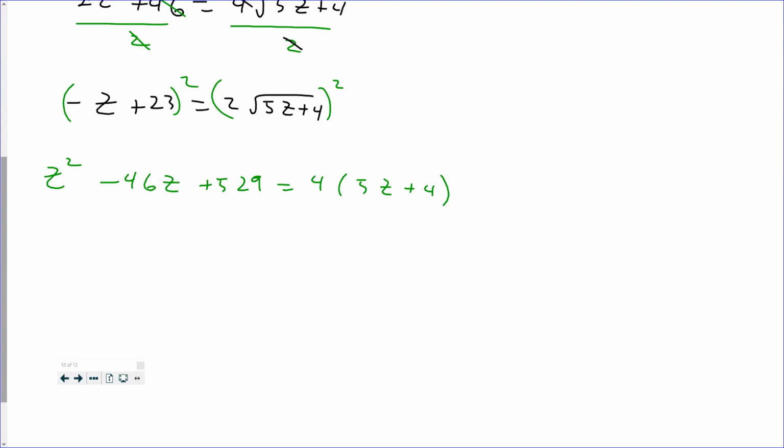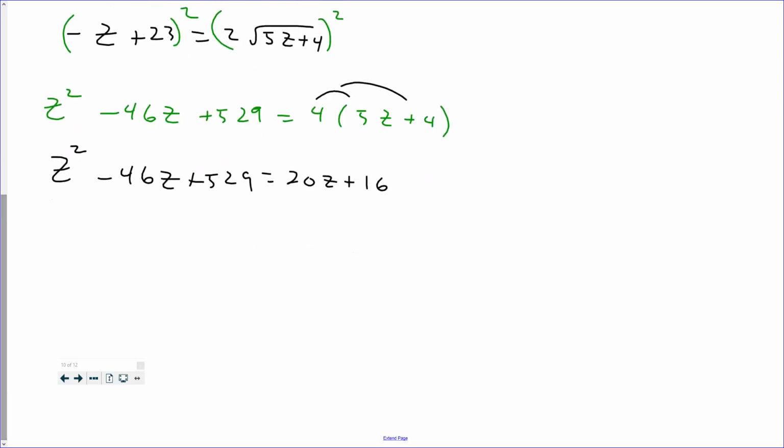So, like before, distribute this 4 in. z squared minus 46z plus 529 equals 20z plus 16. Subtract the 20z over. I have z squared minus 66z. Subtract the 16 over. That's 513. And that equals 0. Everyone with me so far?